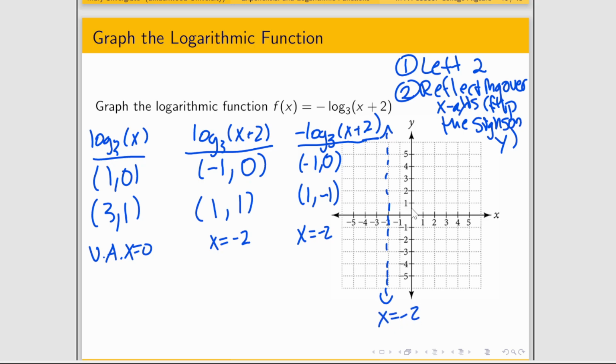We now have points at (-1, 0) and (1, -1). And then we want to connect these in the shape of a log that has been reflected over the x-axis. If you weren't certain about this shape, I would have encouraged you to find additional points to see how that shape would have looked. To think about domain and range, since we did have a left-right shift, our domain did change. It is now from negative 2 to infinity, because now negative 2 is that vertical asymptote we're approaching, and the range is still from negative infinity to positive infinity.